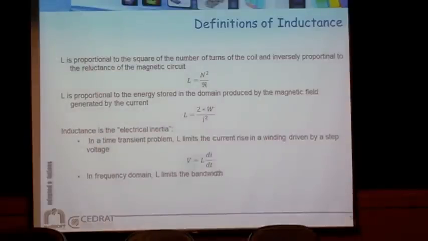Other things: the inductance is also proportional to the square of the number of turns, and it's inversely proportional to the reluctance of the circuit. Which means that the reluctance is highly dependent on the saturation. So again, here we find the nonlinearity that exists. It is also proportional to the energy stored in the domain. So this is always the same quantity. The energy is 1/2 L i squared, so it's directly related to whatever energy I can store in the domain, given a certain shape or circuit.